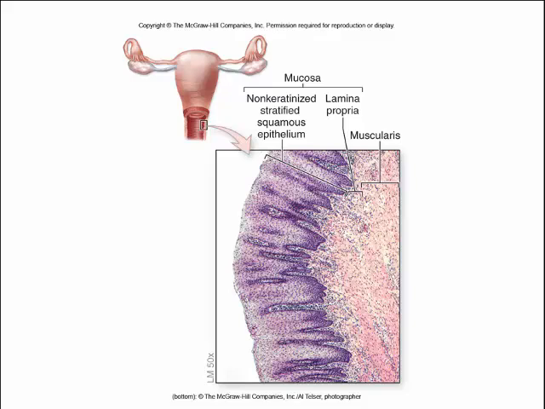Here you can see a sectional view of the wall of the vagina. It has a mucous membrane because it opens to the exterior environment. The epithelium is a non-keratinized stratified squamous epithelium, very similar to what you see in the esophagus. Deep folds between the epithelium and the lamina propria help anchor the epithelial layer, and there is a muscular layer.